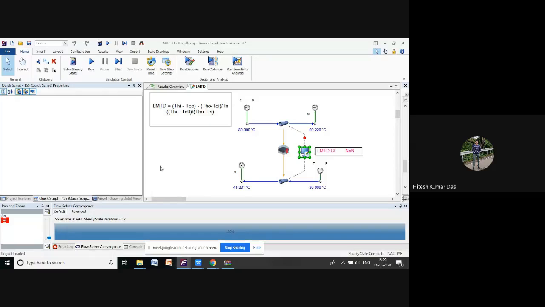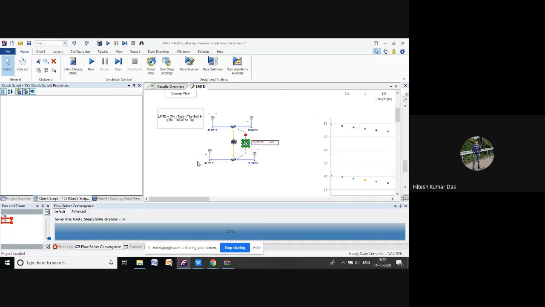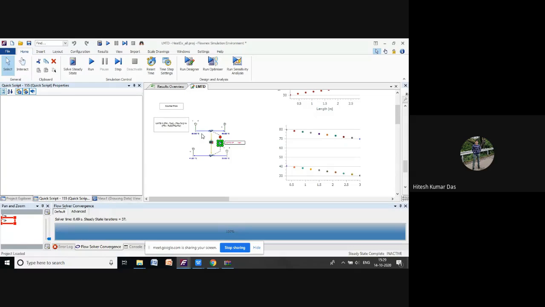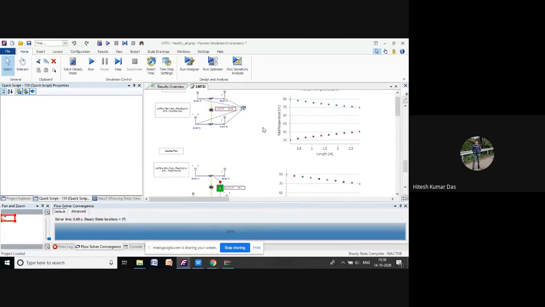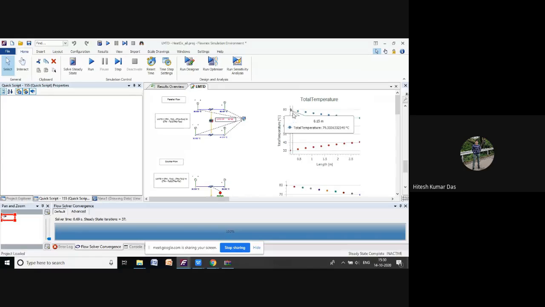Next, let me zoom out to show the curve also. For this counter flow, if you see the counter flow curve, it will be like this only. This is the hotter side inlet, this is the hotter side outlet, this is the colder side inlet, this is the colder side outlet. Same thing for the counter flow LMTD calculation, and now parallel flow.